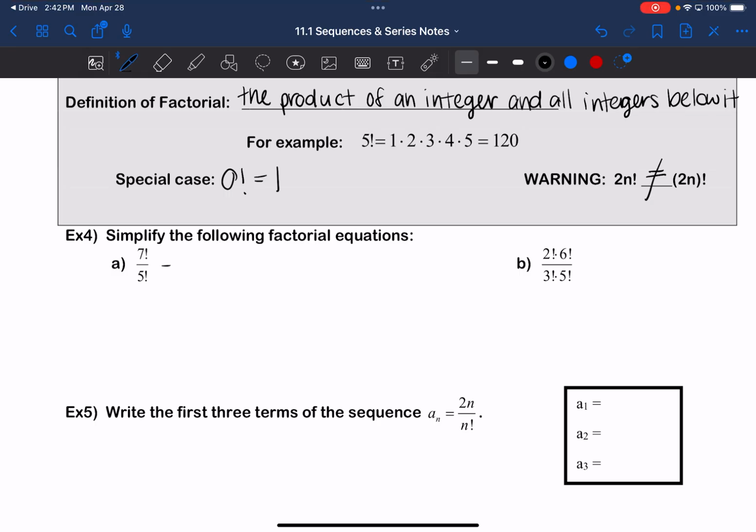All right, so for example 4, it says we're going to simplify the following factorial equations. So, when it says 7 factorial, this would mean 1 times 2 times 3 times 4 times 5 times 6 times 7, right? So 1, 2, 3, 4, 5, 6, 7. In the denominator, it has 5 factorial. This would mean 1 times 2 times 3 times 4 times 5, right?